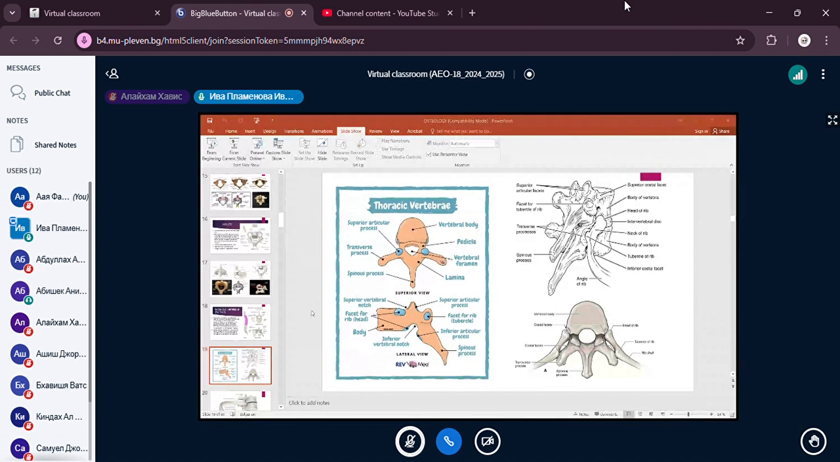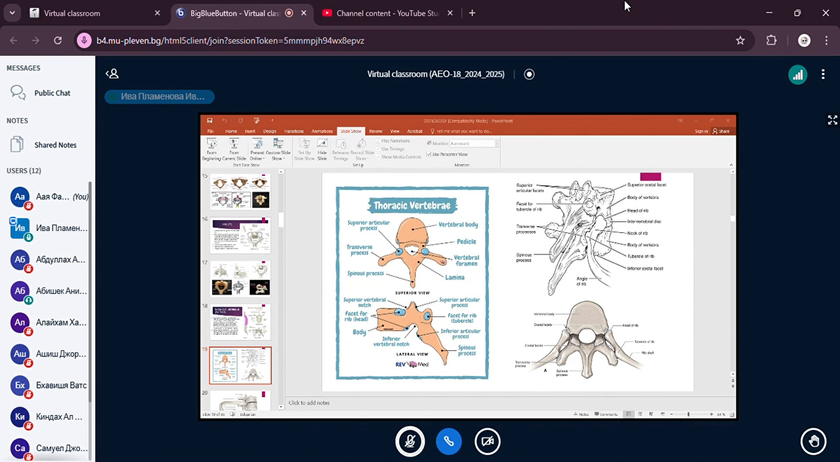So about the thoracic vertebrae, on the body we have two facets, one superior and one inferior, for the rib head. On the transverse process we have a facet for the rib tubercle. That's the difference. For the cervical vertebrae, you have to remember the transverse foramen. For the thoracic vertebrae, you have to remember the facets for the rib on the body and on the transverse process.